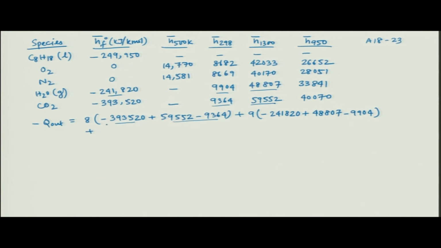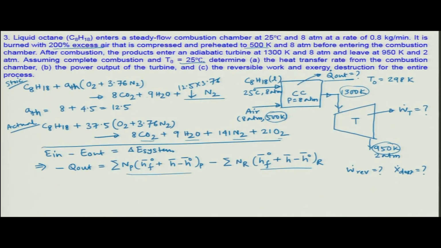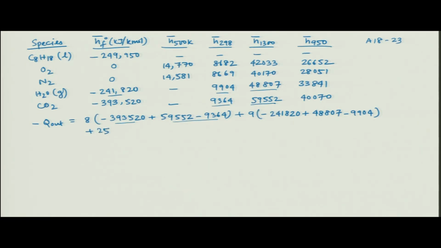Now, you have, I think, 25 moles of oxygen, for which enthalpy of formation is 0, but the sensible enthalpy at 1300 Kelvin will be the difference between these two numbers. Next is the nitrogen, which is 141 moles of nitrogen, enthalpy of formation is 0. Sorry, I think these numbers are actually misplaced. So, for oxygen it will be 42033 minus 8682, and for nitrogen it will be 40170 minus 8669. So, these are the enthalpies of the products.